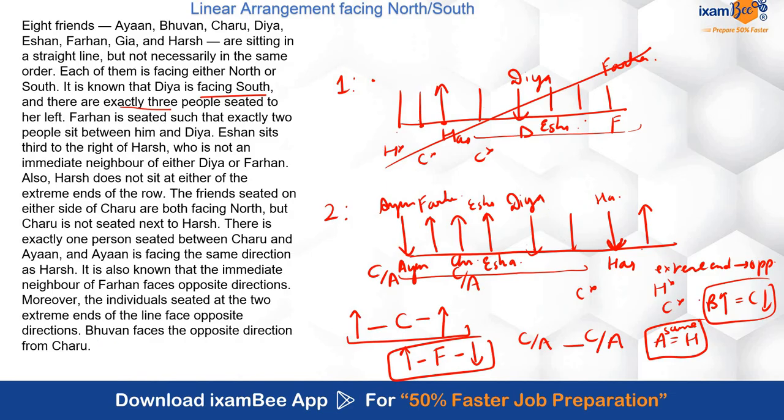Now the last point: Bhuvan and Charu are in opposite directions. So we have the direction for Charu as north, then Bhuvan must be facing opposite to Charu. So if Charu is facing north, then Bhuvan cannot come at the extreme end, then Bhuvan must be here. And when Charu is facing north, Bhuvan must be south. And the remaining person is Farhan, Gia would be on the other side.